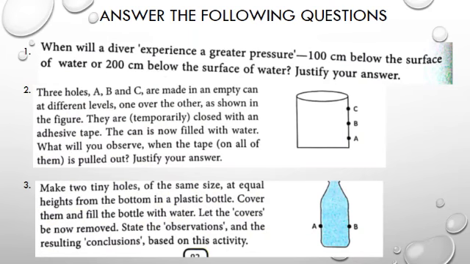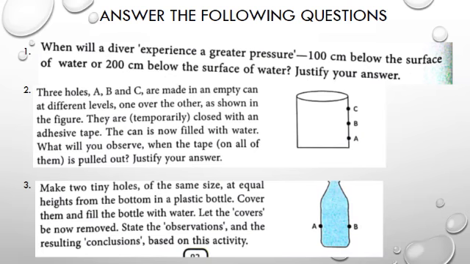These are the properties of liquid pressure. Now you have to answer the following questions. Question number 1: when will a diver experience greater pressure, 100 centimeters below the surface of water or 20 to 100 centimeters below the surface of water? Justify your answer.